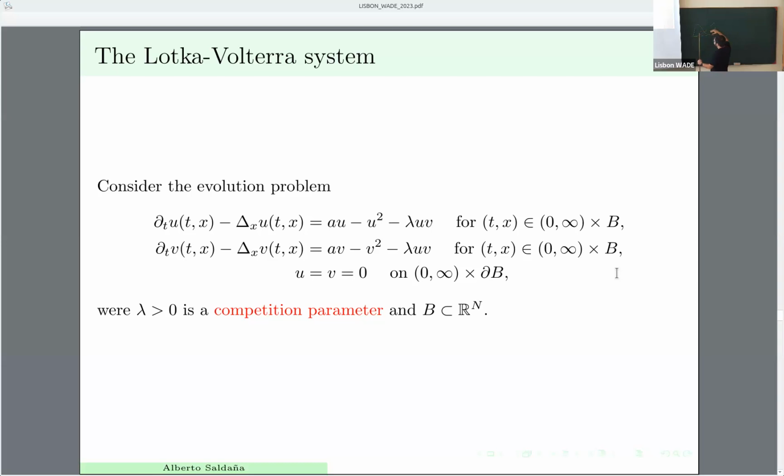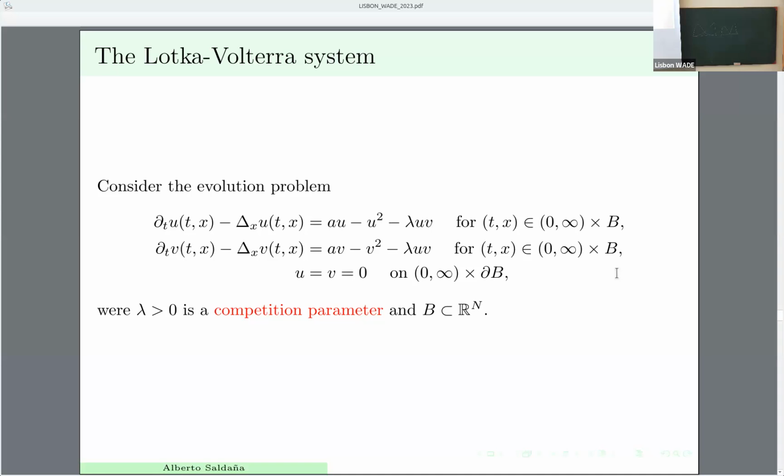So they will try to segregate. The larger the lambda, the more clear the segregation is. We're going to use this idea that when lambda, which is the competition parameter, is very large, these two populations segregate.